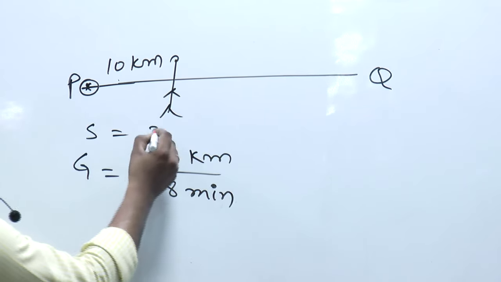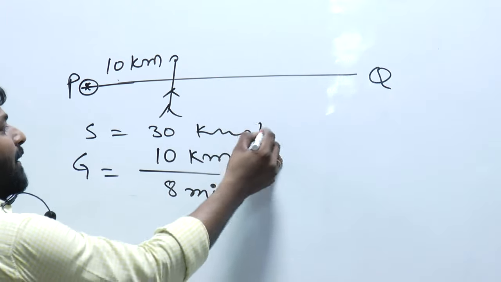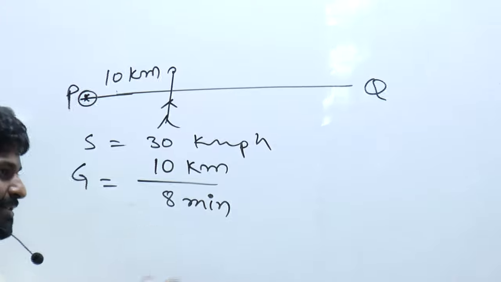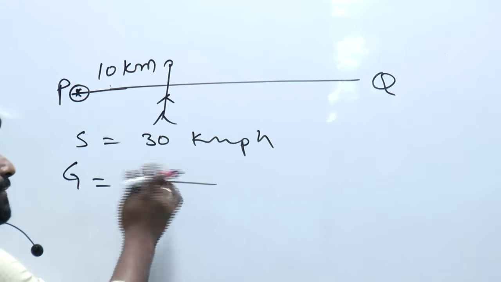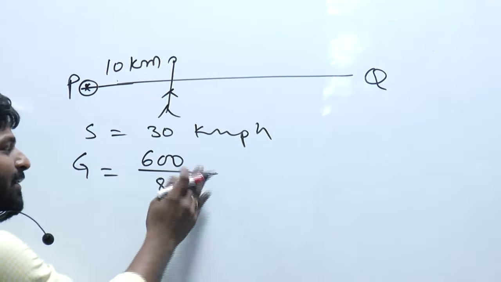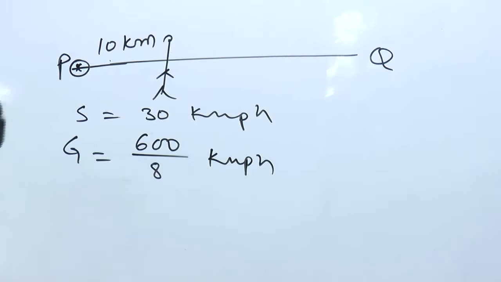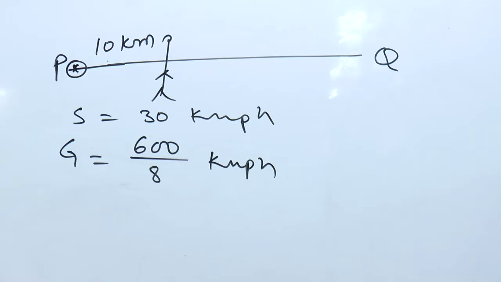Srikanth's speed is 30 kilometers per hour. Minutes convert to hours by 60. So that will be 600 by 8. Don't convert it, let it be like this, kilometers per hour. Next.